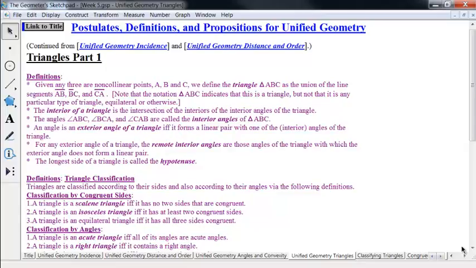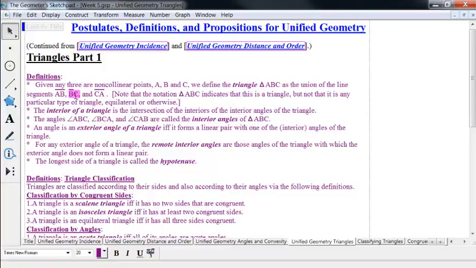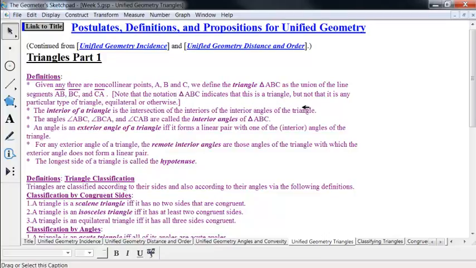So we'll start with the definition. Given any three non-collinear points A, B, and C, we define triangle ABC as a union of the line segments AB, BC, and CA. Note that the notation with the little triangle ABC indicates it's a triangle, but it doesn't have to look like that triangle. That triangle shape there does not have to be what it actually looks like. So it doesn't have to be isosceles or equilateral or any other kind of triangle. Of course, it doesn't even have to be a Euclidean triangle either.